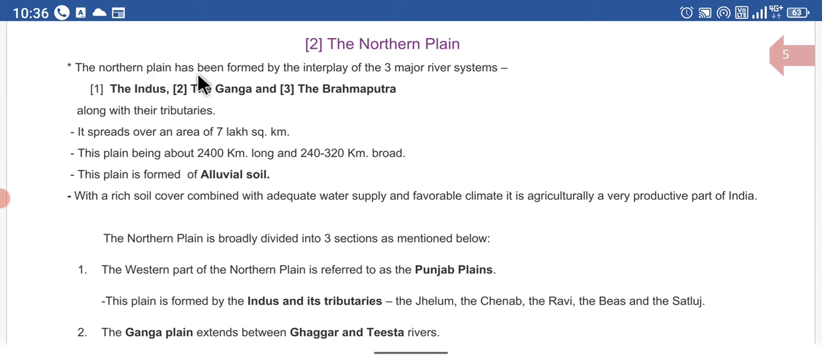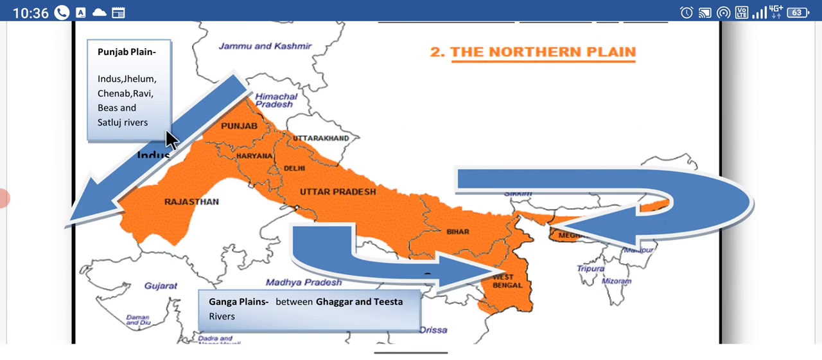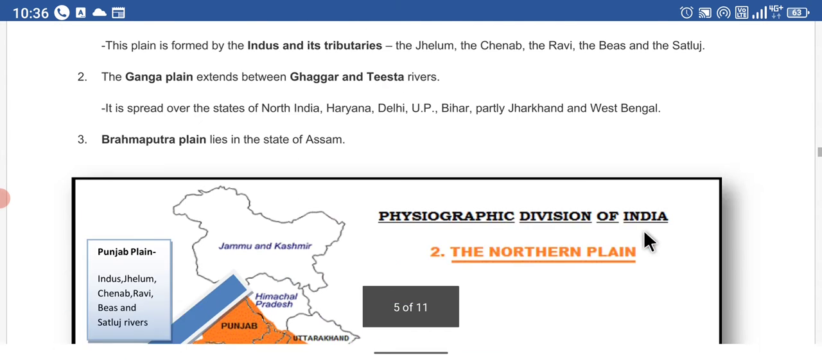The northern plains have been formed by the interplay of three major river systems: the Indus river system, the Ganga river system, and the Brahmaputra river system. Here we can see, along with its tributaries, this is the Indus river system, here this is the Ganga river system, and finally here this is the Brahmaputra river system.